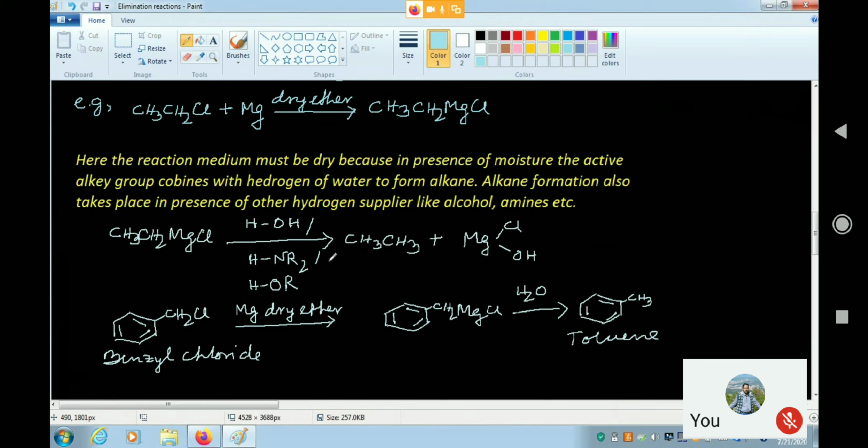And this process can also be used after preparation of Grignard reagent for synthesis of other compounds, like here, benzyl chloride. When treated with magnesium and dry ether, benzyl magnesium chloride is formed, which is the Grignard reagent. It is taking hydrogen from the moisture, from the water, giving rise to toluene. So in other words, we can use this process for the synthesis of different compounds from Grignard reagent.